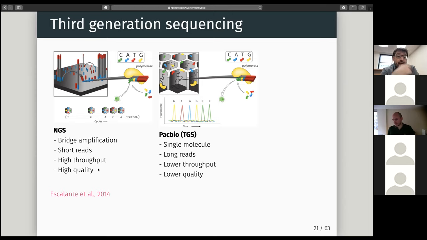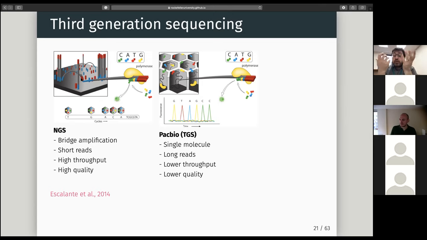So the library will bend, create a bridge. On the 3' end here, you see on the red part, will connect and keep moving like that in the neighboring oligo. And you create this clonal cluster. Then sequencing happens. You have a polymerase incorporating, synthesizing the second strand of the DNA.